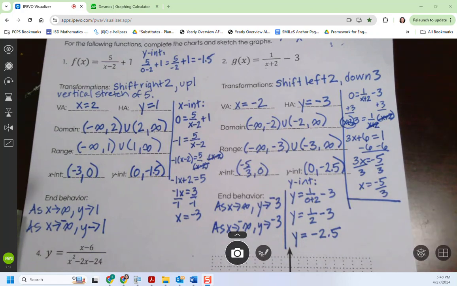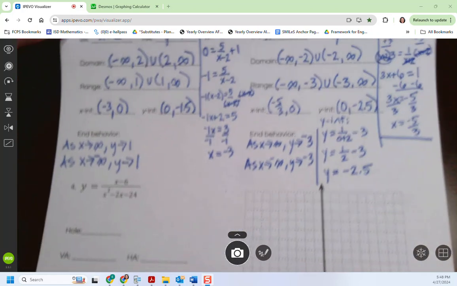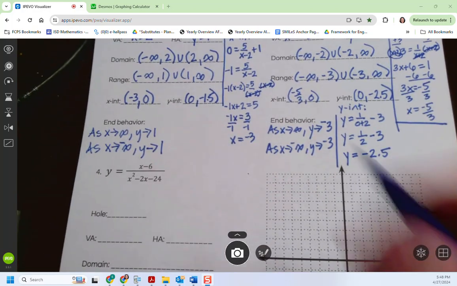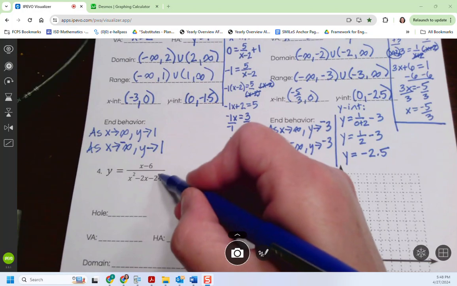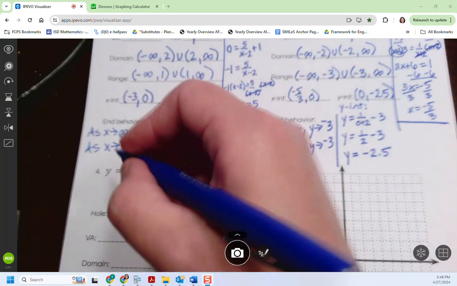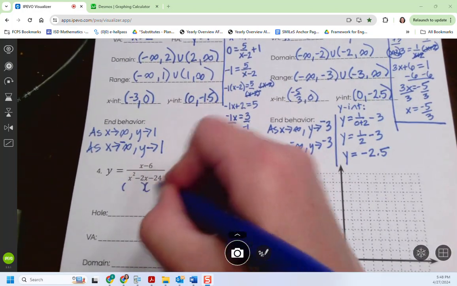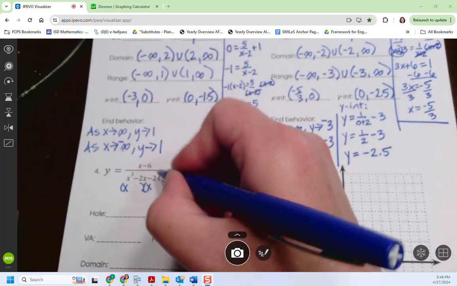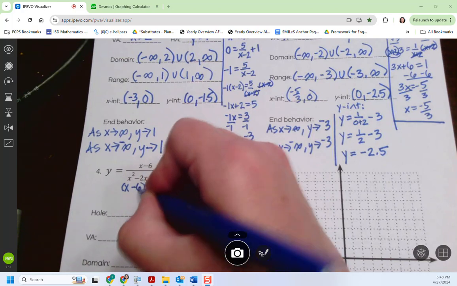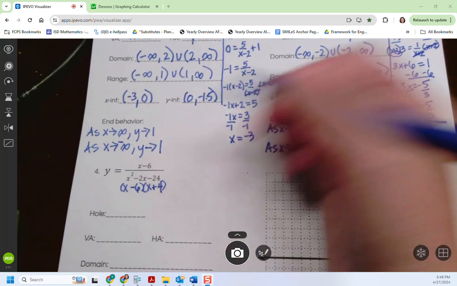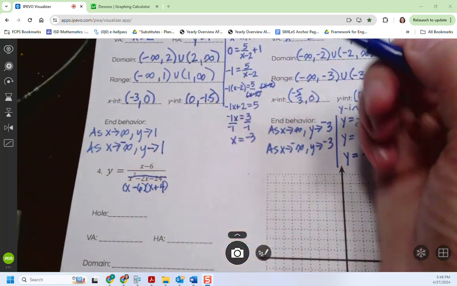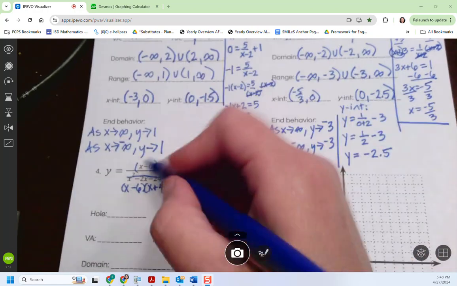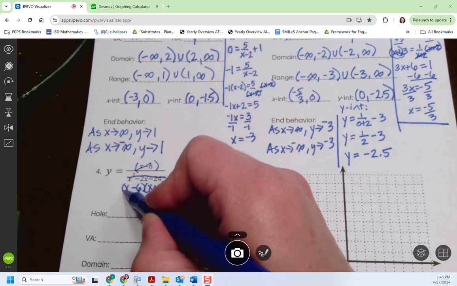All right. The next one we're going to graph. And we're going to start by factoring this denominator. So we need numbers that multiply to negative 24 and add to negative 2. To get the x squared, it's just x times x. And to get the negative 24, we're going to do negative 6 times positive 4. All right, so now I have x minus 6 on the top and the bottom, and they're going to cancel out and create a hole.